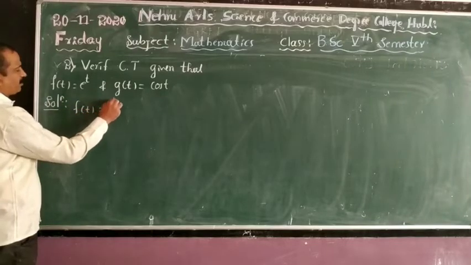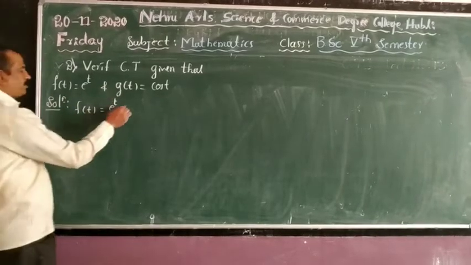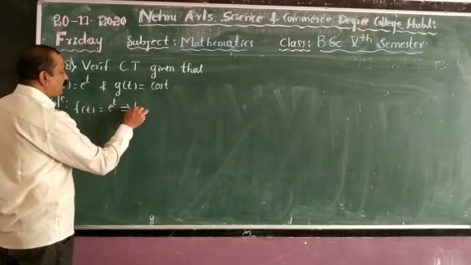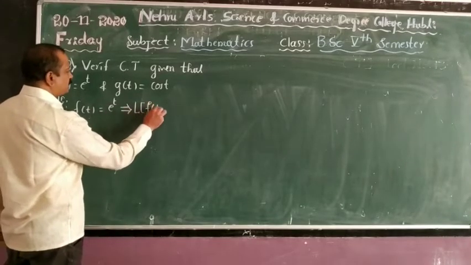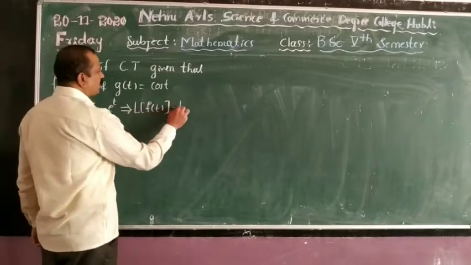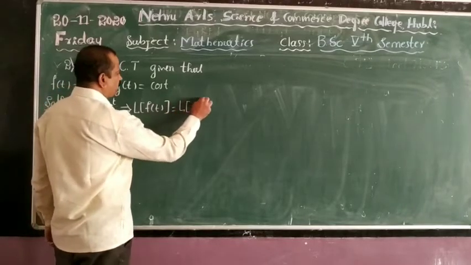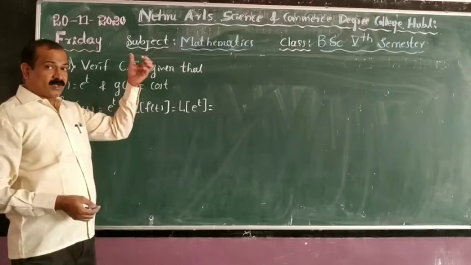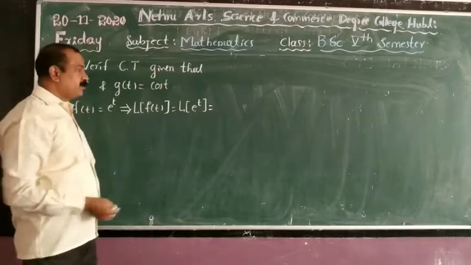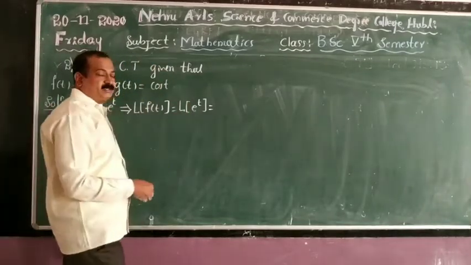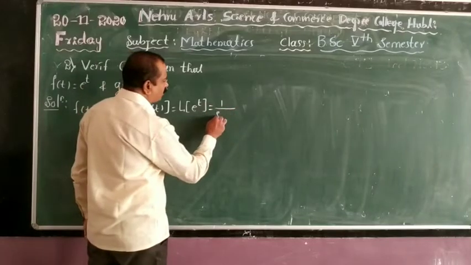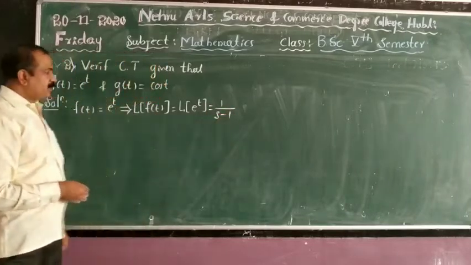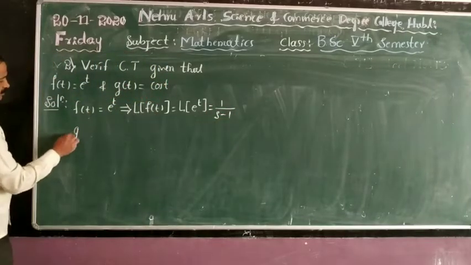As f of t equal to e raised to t, L is applied to this one. This implies L of f of t equal to L of e raised to t. With the help of the formula, L of e raised to kt is 1 divided by s minus k, where k is 1. Therefore, it is 1 divided by s minus 1 for L of e raised to t, or L of f of t.